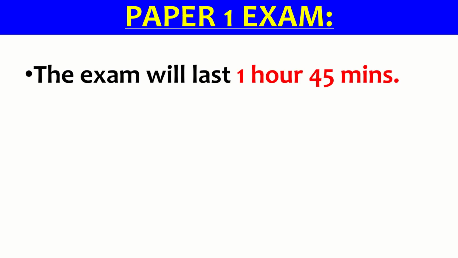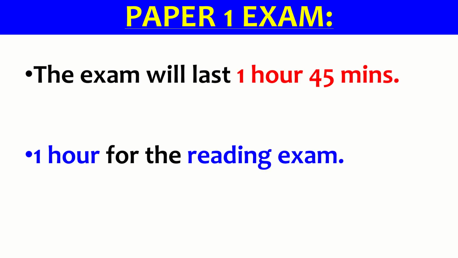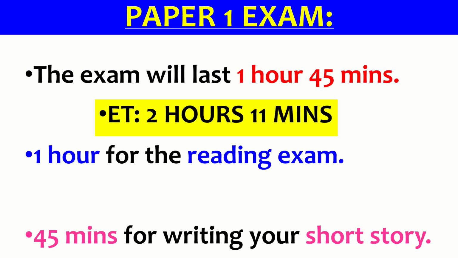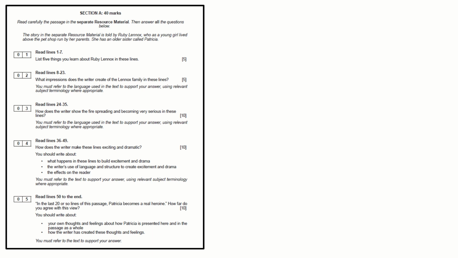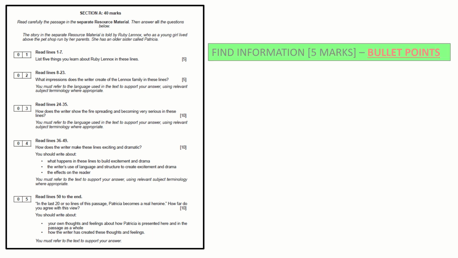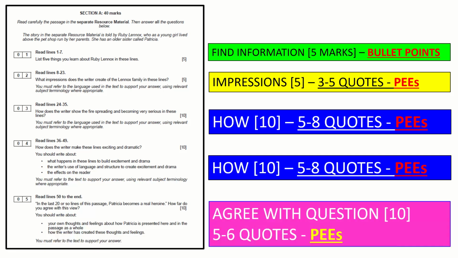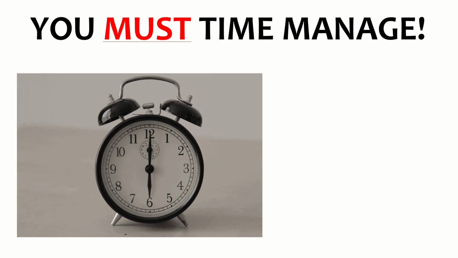Paper 1 reading: you have an hour and 45 for the whole exam, 1 hour for the reading, 45 minutes for the short story. Pause the video if you want more info. So you've got 5 questions. You've got the easy bullet point question, then you've got the other ones picking out words and saying why the writer has used those words.